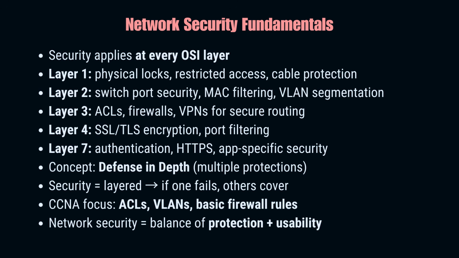Transport layer security utilizes SSL/TLS encryption for application data protection and port-based filtering for service access control. Application layer security encompasses user authentication, application-specific security measures, and secure protocols like HTTPS instead of HTTP. Understanding security at each layer helps implement defense-in-depth strategies, where multiple security measures work together to protect network assets. For the CCNA exam, focus on access control lists, ACLs, for packet filtering, VLANs for network segmentation, and basic firewall concepts for perimeter defense.